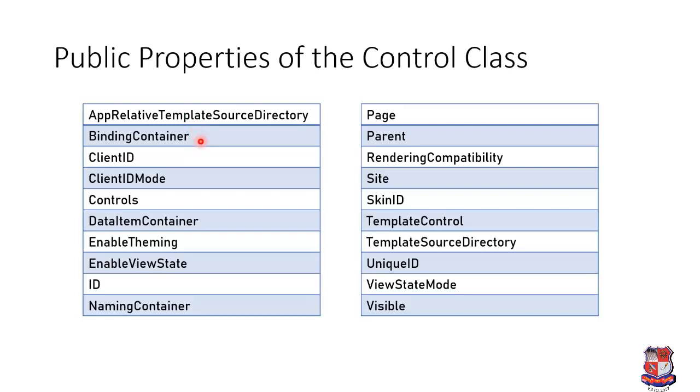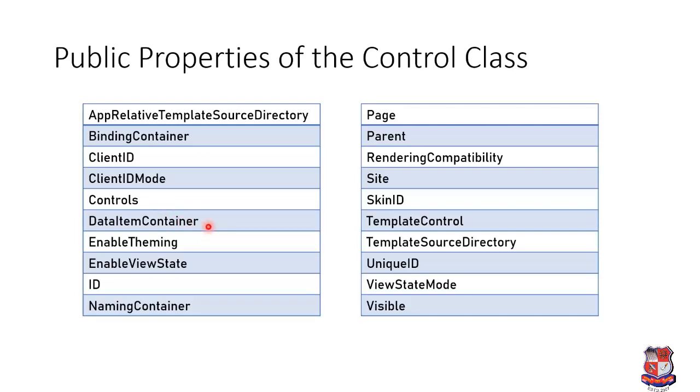Next is BindingContainer. It obtains the control that contains the server control's data binding. Next is ClientID. It obtains the server control identifier generated by ASP.NET. Next is ClientIDMode. It obtains the algorithm that generates the value of the ClientID property. Next is Controls. It obtains the ControlCollection object that represents the child controls for the specified server control.